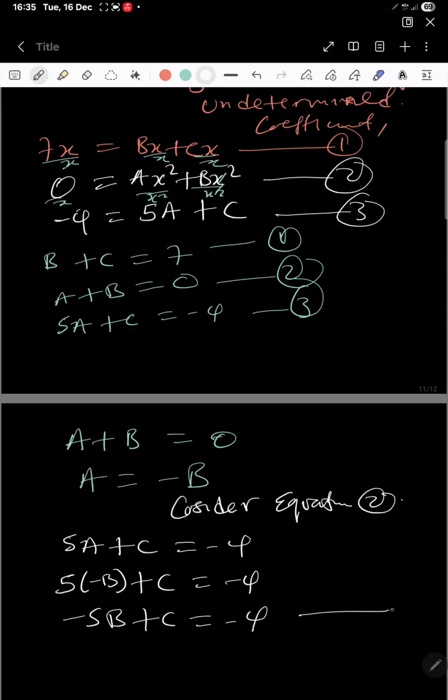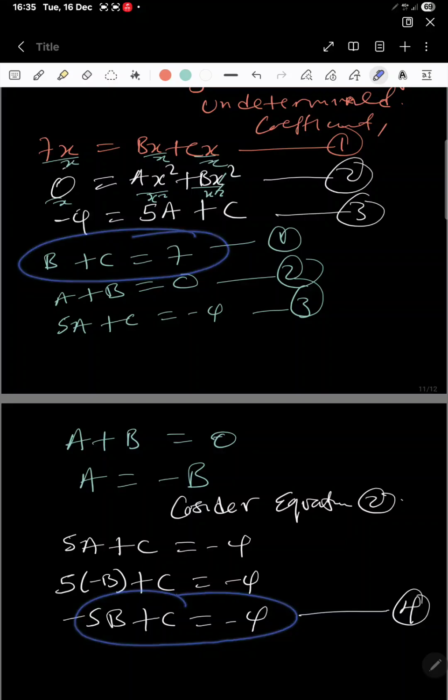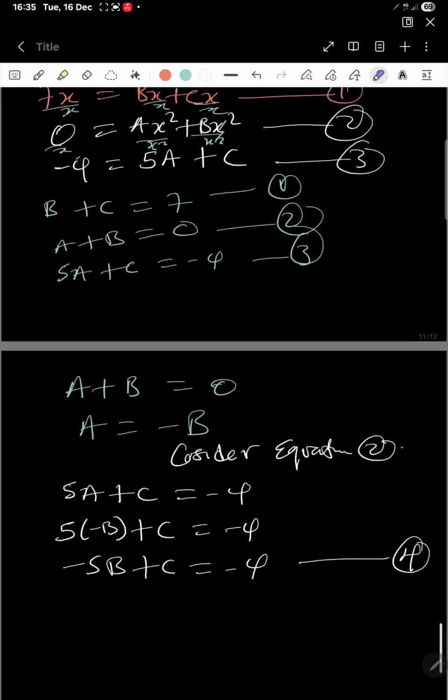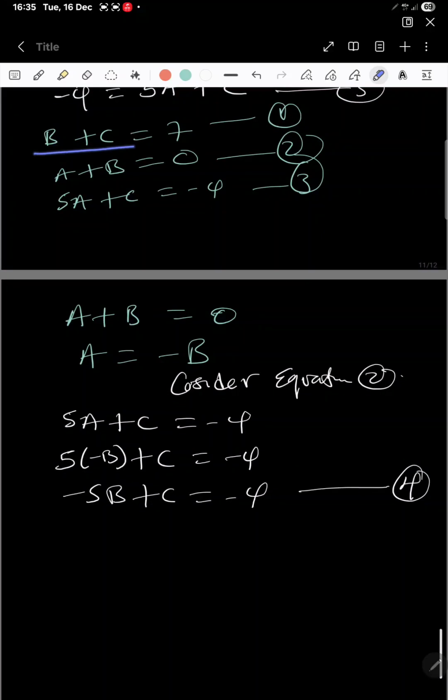So we can call this equation 4. So if this is our equation 4, then we now need to solve it. We get this equation which is having b and c, and the first equation also which is having b and c. We solve them simultaneously and get the value of b and c. So the first equation here is b plus c is equal to 7. The other equation for b and c is the last one that we've gotten here, which is negative 5b plus c is equal to negative 4.